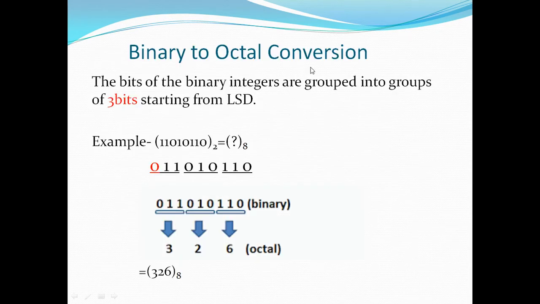Now next is binary to octal conversion. What we have to do in this case is group each binary integer into 3 bits starting from the LSD. For this number, this is the MSD, the most significant digit, and this is the LSD. So we'll start pairing from this LSD and make groups of 3 bits.